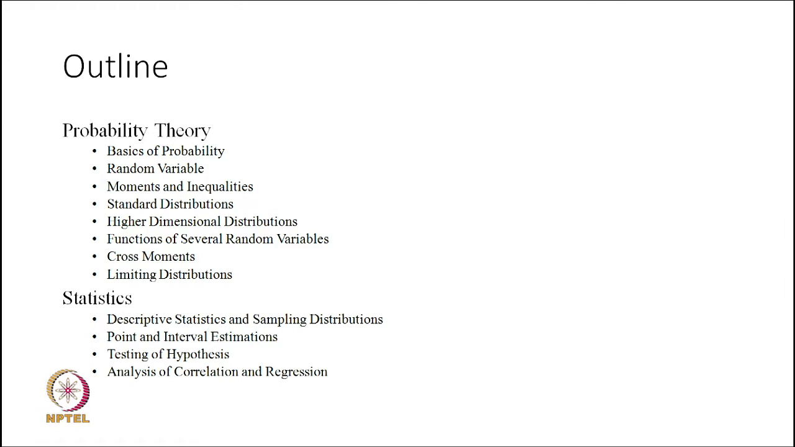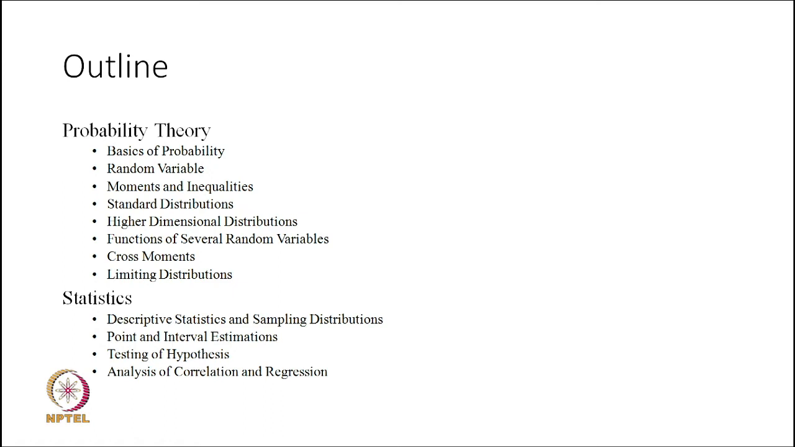Let me come to the outline of this course. This has the two parts. First part is probability theory and the second part is statistics. In the first part we have 8 modules, and in the second part statistics we have only 4 modules or 4 topics.